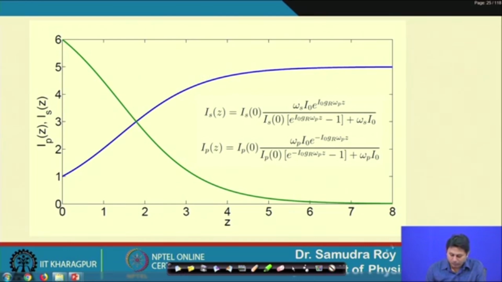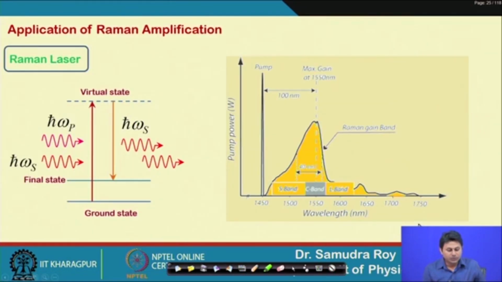Finally, we will say something about the application of Raman amplification. It is basically applied in the Raman laser, which is some sort of lasing action. You can see that you launch omega_s and you get the amplified omega_s. So, one can use this as an amplifier, and in fibers this Raman amplifier is used extensively.